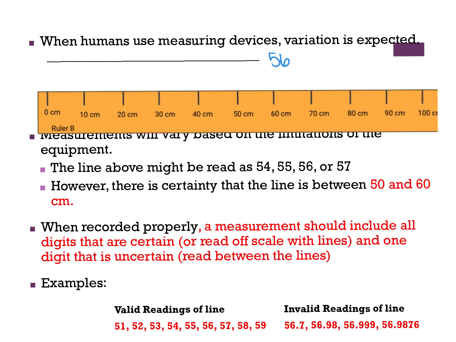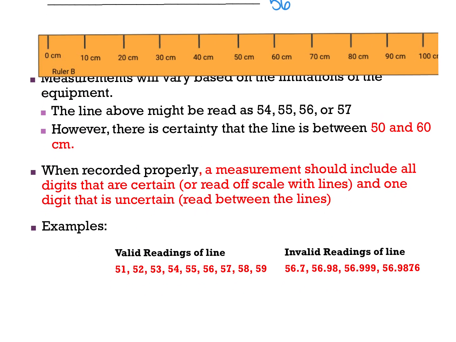Okay. So let me show you some examples of valid readings. Any to the whole number. So you don't have to write all these numbers down, but a valid, accepted measurement in this case could be like 51, 52, 53, 54, 55, and so on. The reason why these are valid, we are confident that it's 50 something. We're guessing the second digit. Okay. So just write a couple of those down. You don't have to write all of those numbers down.